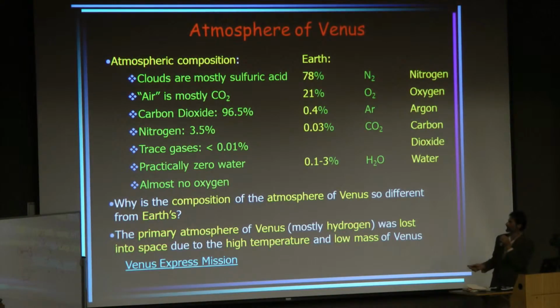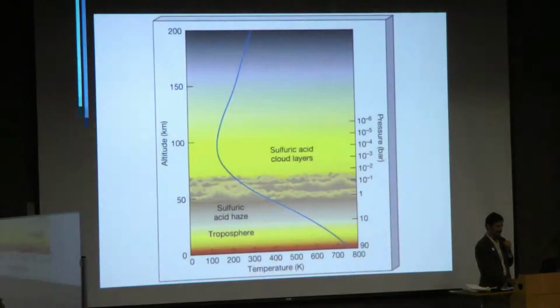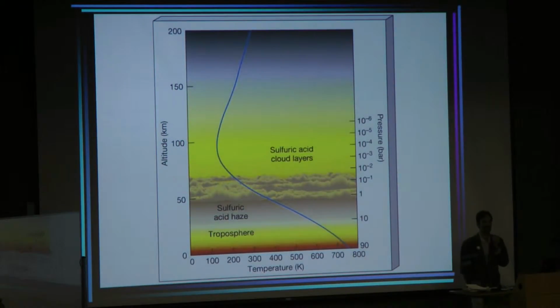There's no water, practically no water. There's really no free oxygen. And so we have an atmosphere that's totally unlike Earth's atmosphere. But we believe that the planets actually started out with the same materials. Now, they have the same mass and the same radius. They started with the same materials.